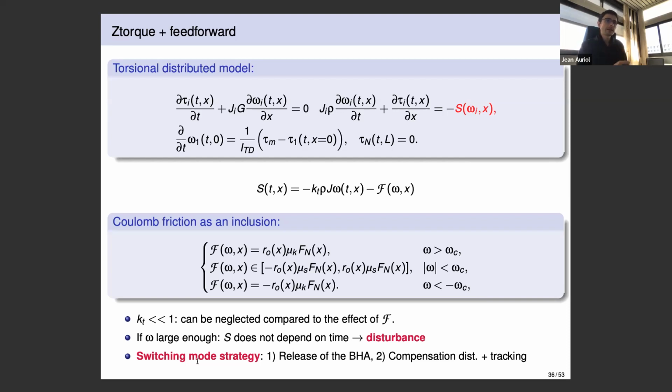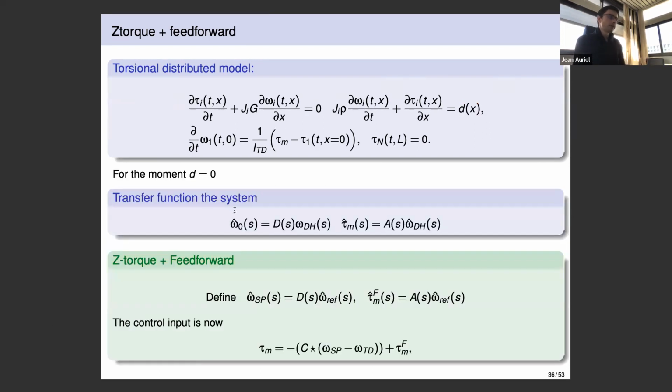First, we will send enough energy to release the BHA so that we are in a kind of linear mode where the disturbance term is constant, and we can compensate for it and do some tracking to reach the control objective. Of course, we need to guarantee that we do not go back to the bad mode. Otherwise, we will have some nonlinear dynamics and we are screwed. So for the moment, I will assume that D is equal to 0. And I won't present the disturbance compensation procedure. I'm just going to present a feed-forward one.